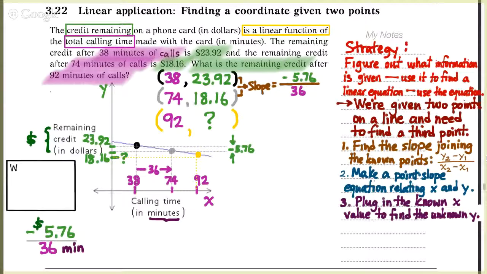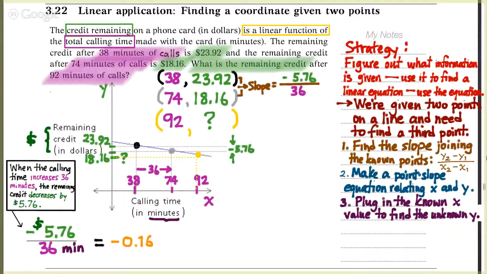So this fraction is telling us that if I decide to make a 36-minute call, when I increase the calling time on my card by 36 minutes, then the amount of credit left on that card is going to decrease, because that numerator is negative, by $5.76. So that's a contextualization of this fraction, this quantity, this slope that we haven't yet simplified. I wanted to pause and talk about it now before we simplify this quantity, because that's really what it means about this calling card.